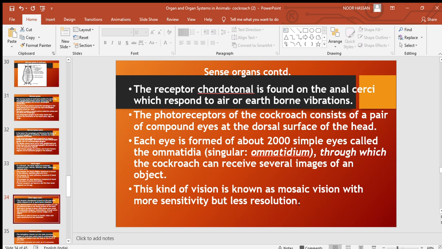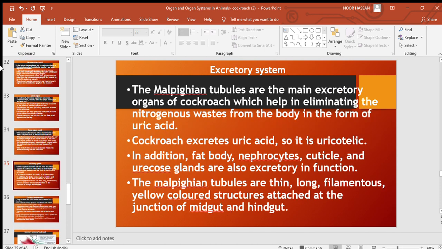The image that the cockroach can see will not be very clear. It will be a little blurred, but it has more sensitivity. The vision is called mosaic vision with more sensitivity but less resolution. Okay, so with that we have completed the sense organs and brain also. So we'll now discuss the excretory system.